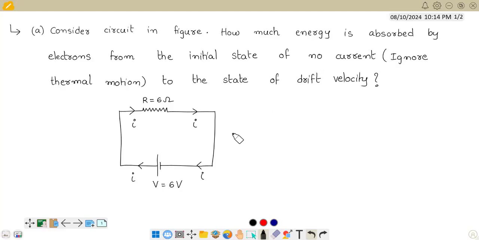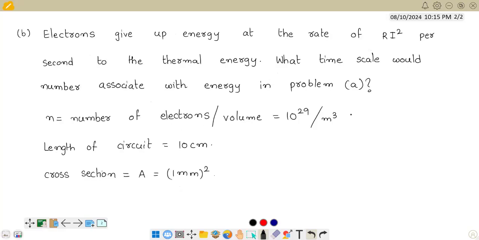Hello student, the question says, consider the circuit in the figure. How much energy is absorbed by electrons from the initial state of no current to the state of drift velocity? So right now this is the given circuit, and we need to find the energy absorbed by the electrons from the state of no current to the state of drift velocity. There is a follow-up question also.